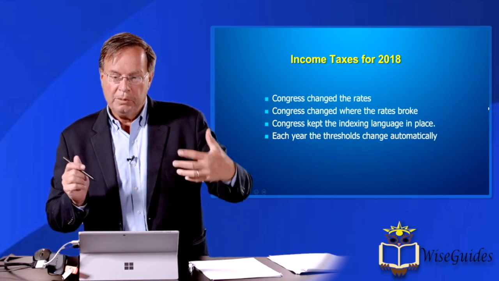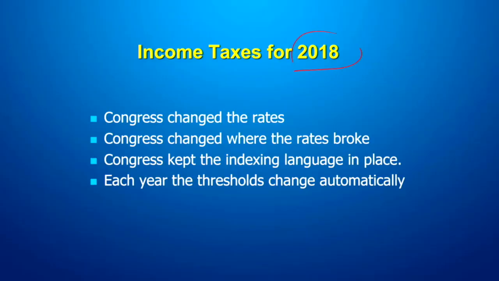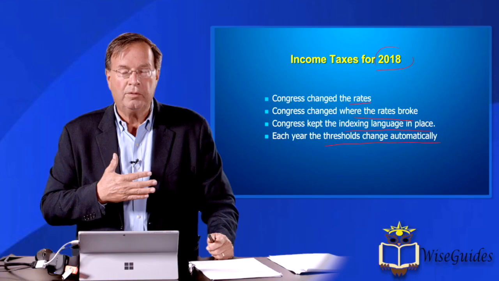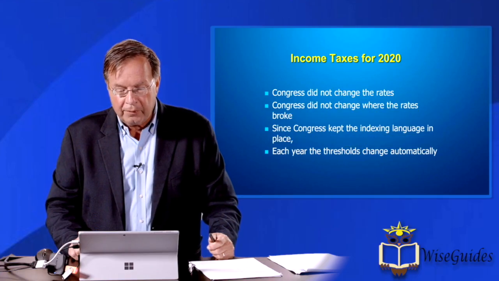Now, just to put this in perspective, in 2018, which came off the Tax Cuts and Jobs Act of 2017, Congress changed the rates. They changed where the rates broke. Congress kept the indexing language in place, which means that once we make this change, we want things to change automatically. They could have gotten rid of it and just said this is what it's going to be forever, but they let cost of living stay in it, and they changed where the threshold broke each year as well. And so by doing that, the automatic changes that took place caused us a little bit of grief when we go through and do some of our planning for our clients.